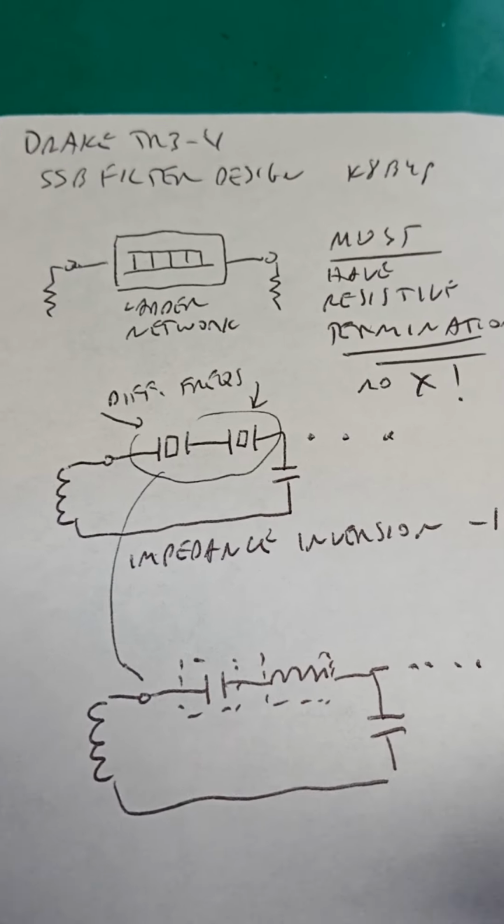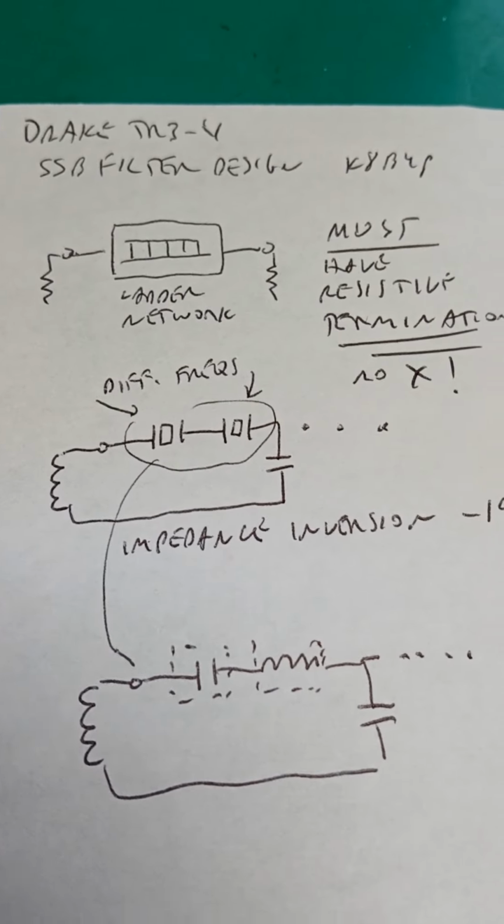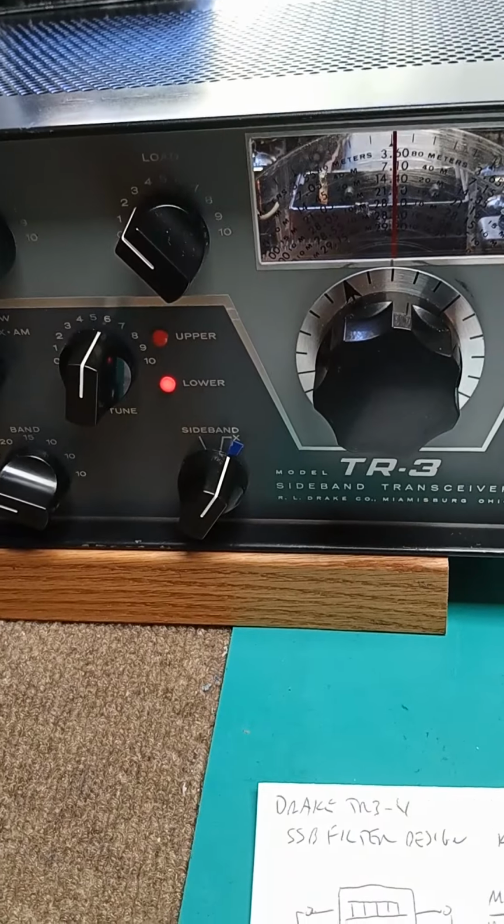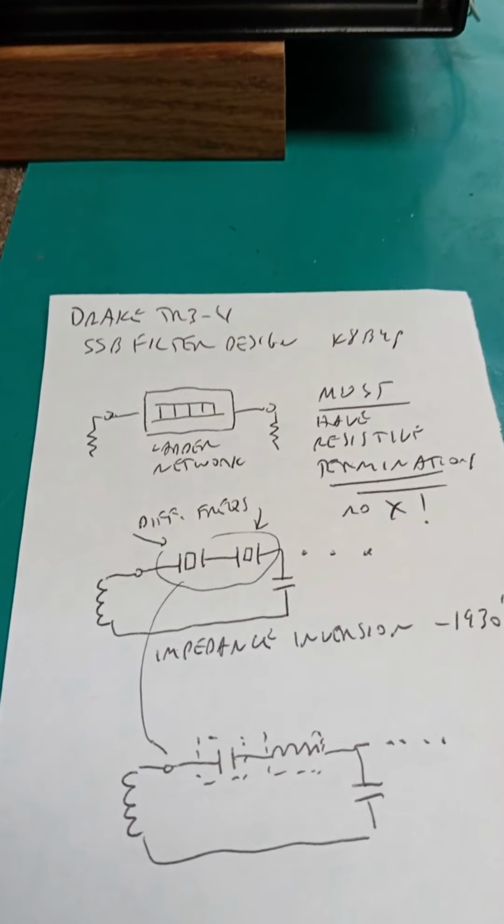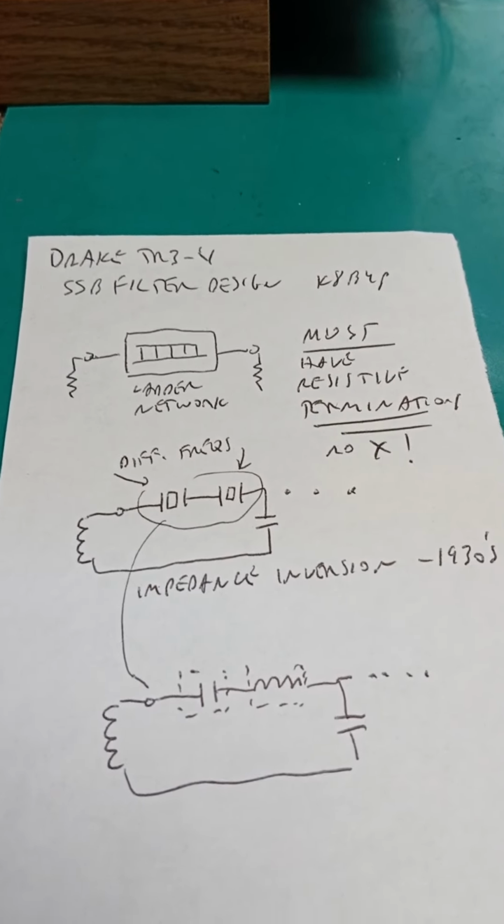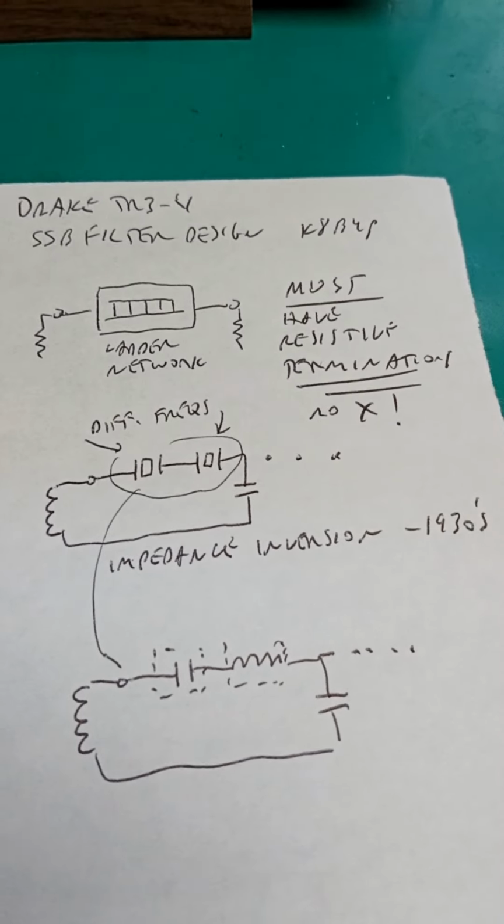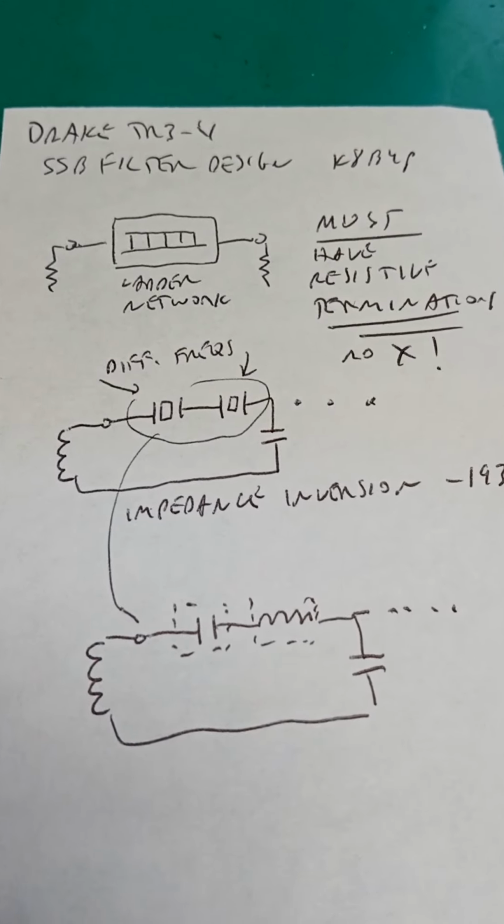BYP explaining why we can't go get modern ladder filters and put them in the Drake TR3 in particular, and the TR4. The 3 and 4 filters are somewhat a different design. The 4 filter is more narrow, it's better, but they both work on the same principle.